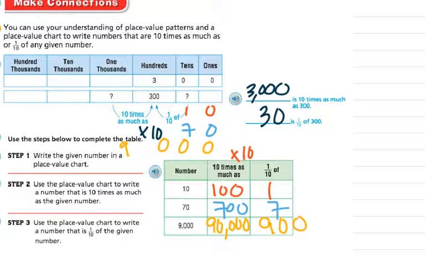So boys and girls, in lesson 1.1, we're just exploring place value patterns with the manipulatives, and we're seeing how place value patterns can be increased by 10, or if we're decreasing place value patterns, we see that they're decreasing by 1/10, which is the opposite or the inverse of 10. Try your best on the lesson and the homework in this section.